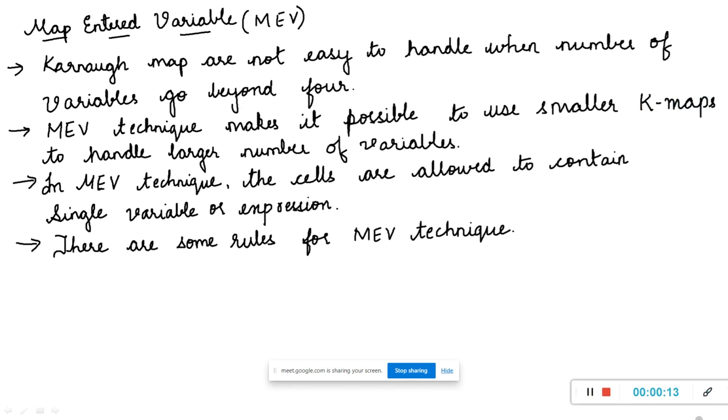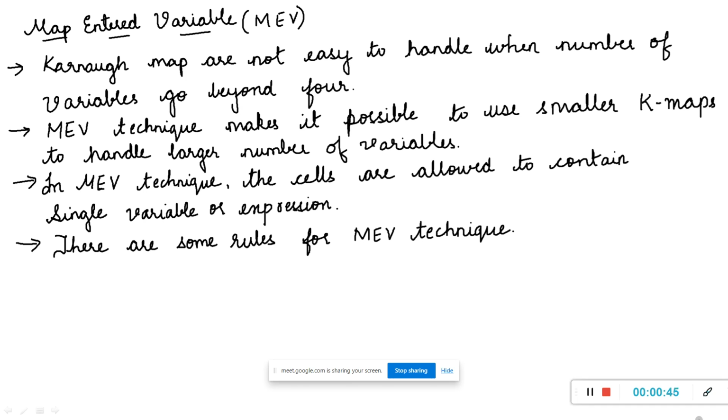Karnaugh maps are not easy to handle when the number of variables goes beyond 4. That is, students, we have learnt about the Karnaugh map, right? We have grouped pairs, quads, octets and all using the Karnaugh map, right? So up till 4 variables we have learnt. If suppose the variables are 5, then the number of rows will be 32, isn't it? So it is a little more complex when the number of variables goes beyond 4.